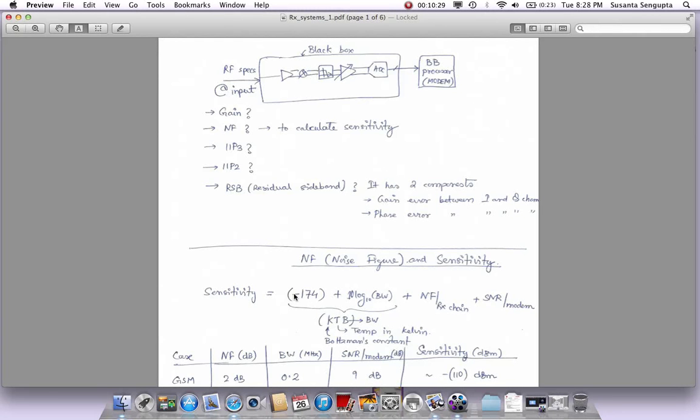So here is the physical noise. On top of that, you add the noise added by the receiver black box, and then on top of that you add the SNR that is required by this modem. That gives you the minimum detectable signal, which is the sensitivity. That is how we calculate the sensitivity for a particular standard, and it depends on the bandwidth. The higher the bandwidth, the higher the sensitivity number is going to be, so you can't detect a very low signal. If the SNR is higher, then also you cannot detect a very low signal. The minimum detectable signal that you can detect goes up.